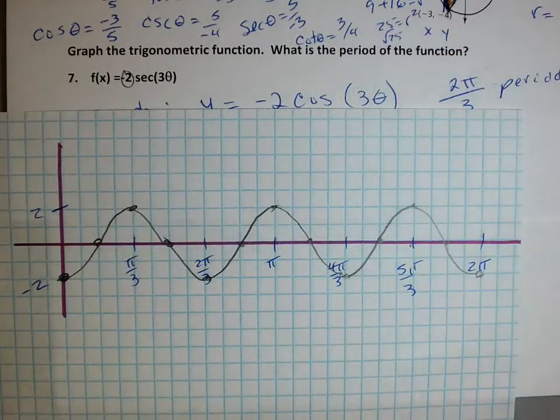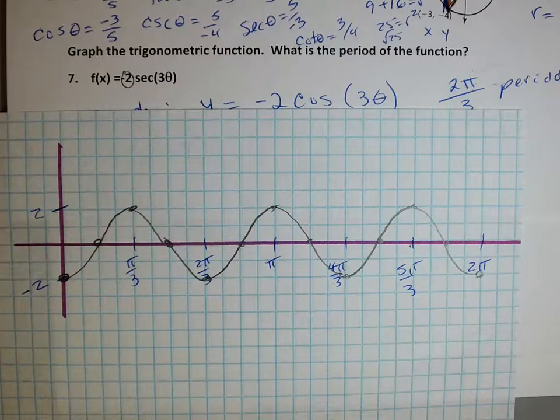Now, the easy part's coming. Once you have this, then the secant's a piece of cake. It has asymptotes and loops. Am I going too fast? May I slow down for a second? Yeah. Okay. So I'll wait for you, and we're going to put in the asymptotes and loops.